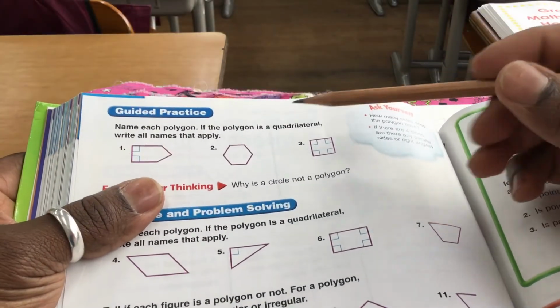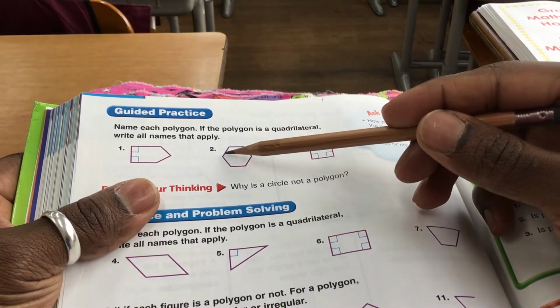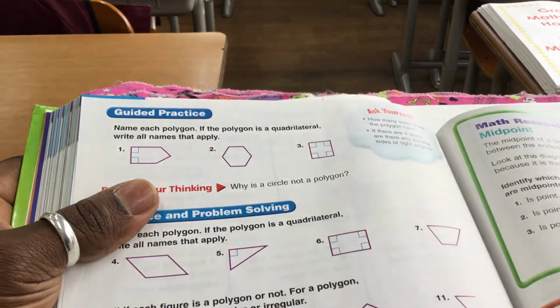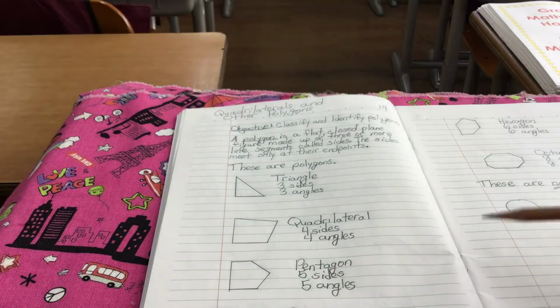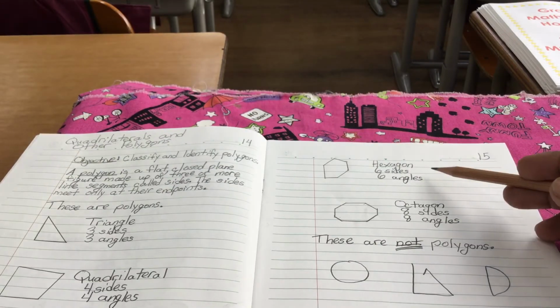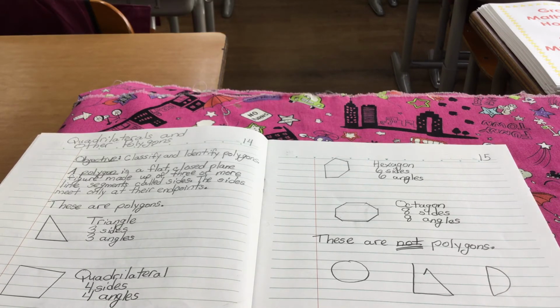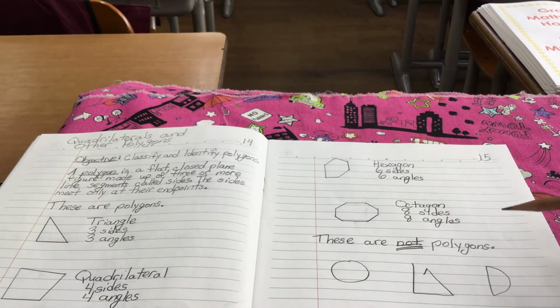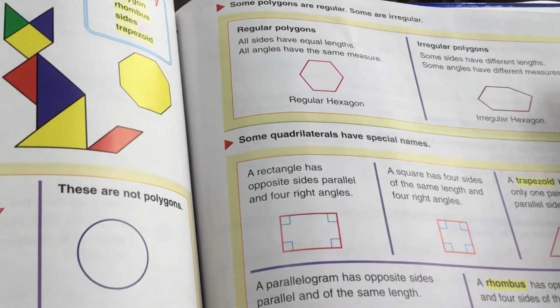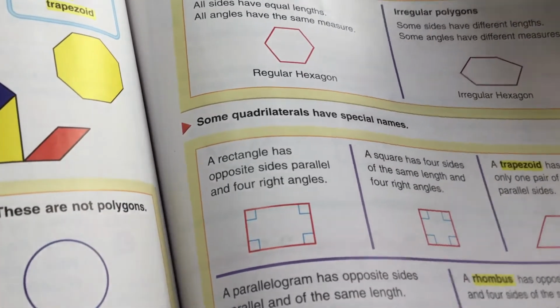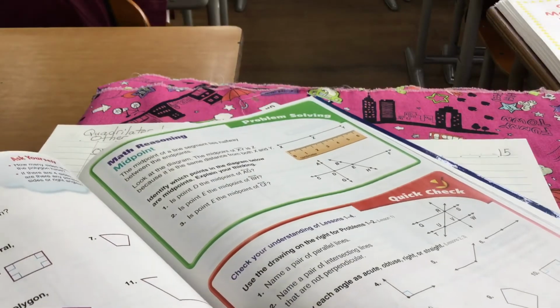How about shape number 2? Let's count. 1, 2, 3, 4, 5, 6. That's a hexagon. It has 6 sides and 6 angles. Is it a regular hexagon? Yes, it is, because all sides have equal lengths. So that is a regular hexagon. Okay?